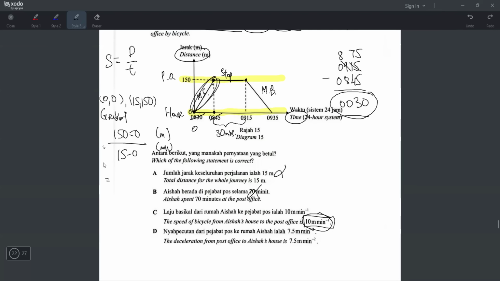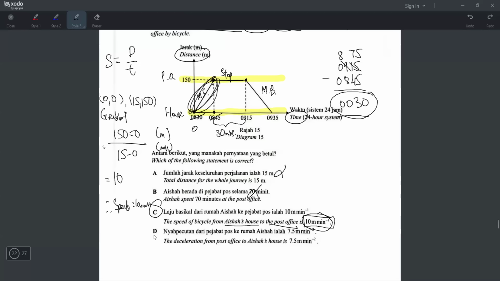But sometimes they want it in meter per second. Then you cannot write 15, 150 already. The 15 here, maybe you have to divide by 60 or times 60, depending whether you want it in hour or in second. So it's important to look at the unit lah, guys. That's my point. Tapi ini dia punya unit sudah, memang kita nak cari speed dalam unit meter per minute. So this is already meter per minute. Alright, you'll get 10 here. So the speed is actually 10 meter per minute for this journey. So from Aisha's house to post office is indeed 10 meter per minute. So C is the answer.